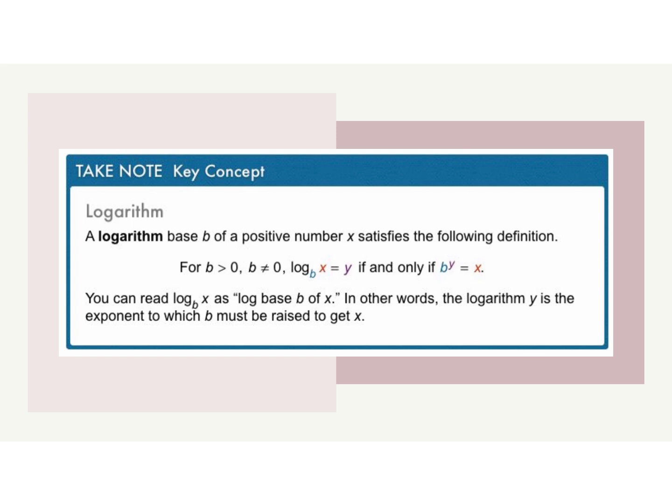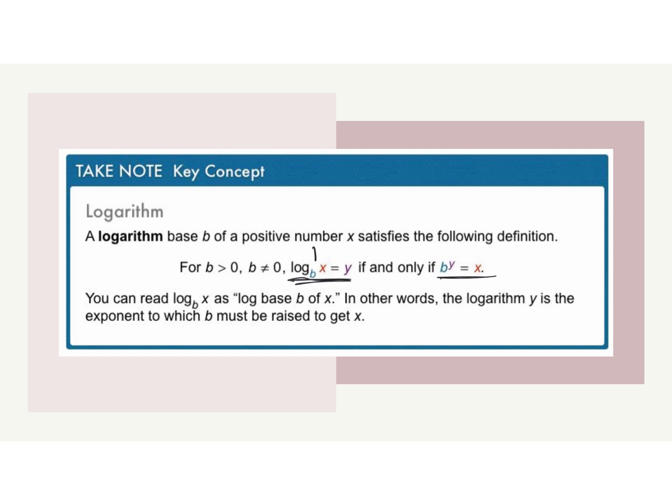The logarithm base b of a positive number x satisfies the following definition. For b greater than 0, b cannot equal 1. So log base b of x equals y if and only if b raised to the y power equals x. So these are your two forms. This is your log form, and this is your exponential form. I'm going to write those down.